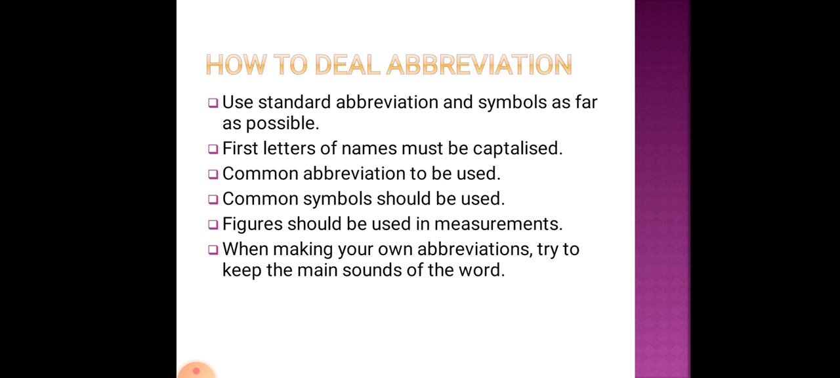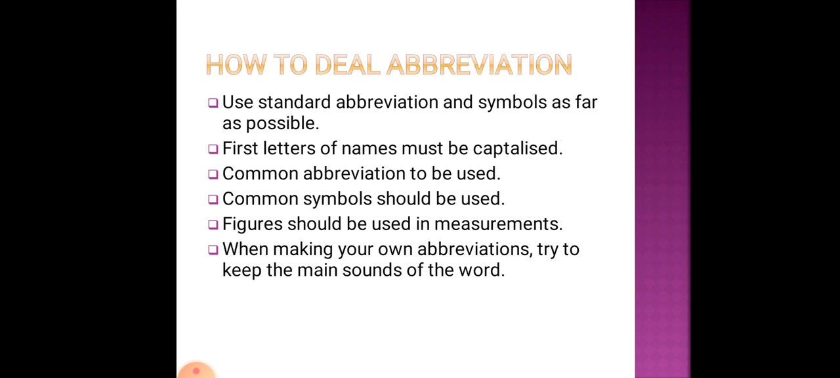Now the question arises how to deal with abbreviations. Use of standard abbreviations and symbols as far as possible should be practiced. First letters of names must be capitalized. For example, USA, Darwin, the D of it should be written with capital D. Mumbai, the M should be written with capital. It's a common thing. Common abbreviations used are, for example, we use SC for science, Mr., Mrs., Dr., Govt for Government, etc.